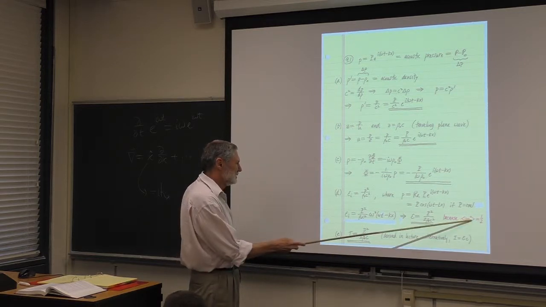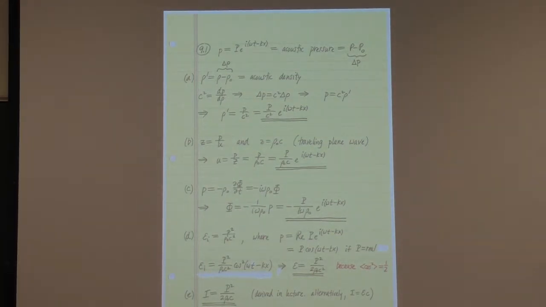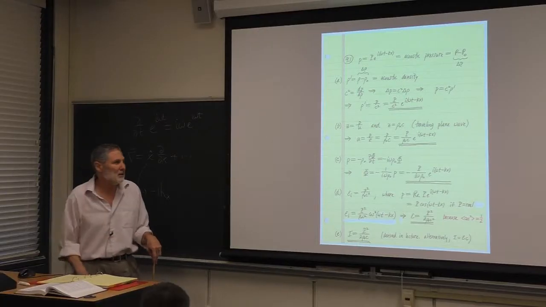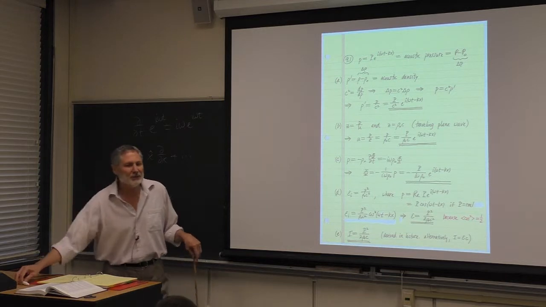What's this? The average of the cosine squared is 1/2. Oh, that's right. Yeah. Sorry. So, what do we see in our heads there for the average of the cosine squared?